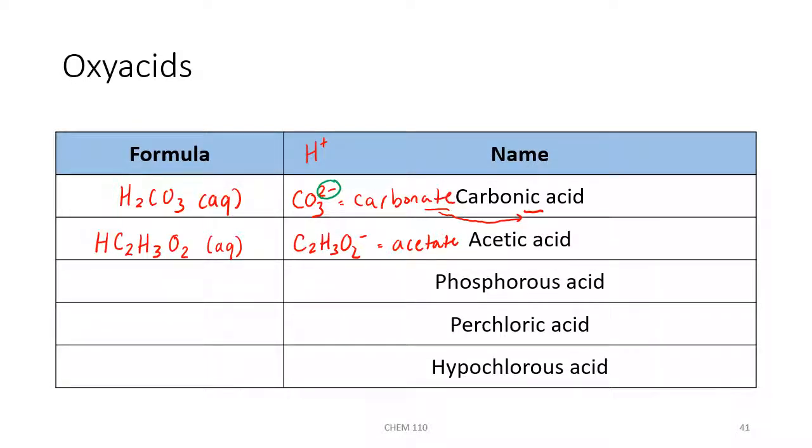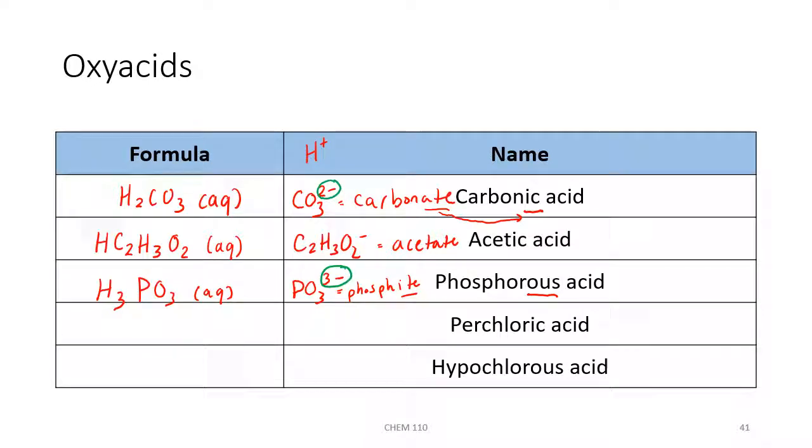Phosphorus acid. So notice our ending is OUS. So this didn't come from phosphate. It must have come from phosphite. Phosphite is PO3 3-. So the ite became us. And the number of hydrogens that we'll need in our neutral formula, the charge is 3-. Each hydrogen's +1, so we're going to need H3PO3, and then we list AQ.